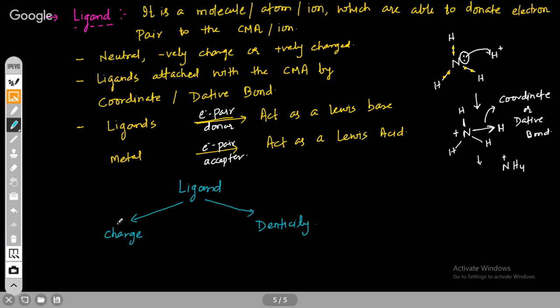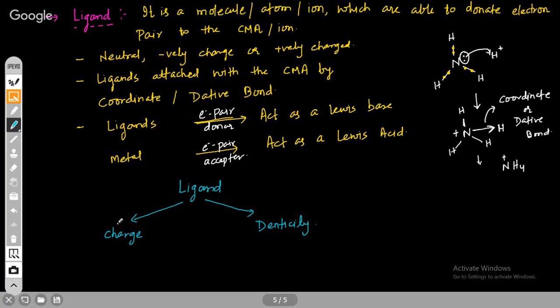Denticity means what? It is the number of electron pairs accepted by a central metal atom from a particular ligand. Okay, so one ligand, if it can donate only one electron pair, its denticity is 1. We have the possibility that one ligand can donate more than one pair of electrons also, right? So depending upon the number of electron pairs one ligand can donate, we also have a classification of ligands. If a ligand can donate only one pair of electrons, then its denticity will be 1, and we call it a monodentate ligand. Denticity 2, bidentate ligand. Denticity 3, tridentate ligand. Like that, we have classification of ligands.